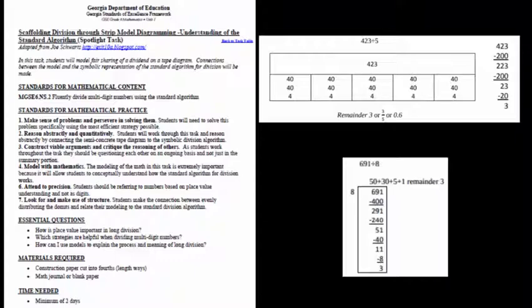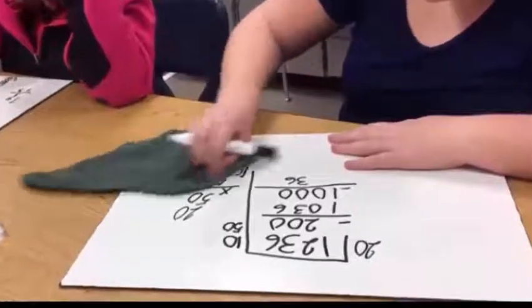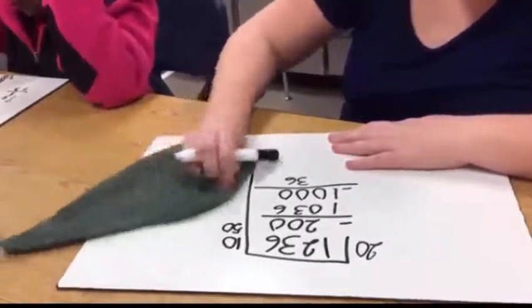Take a look at this student explaining how she used partial products to solve 1,236 divided by 20. 61 remainder 16.